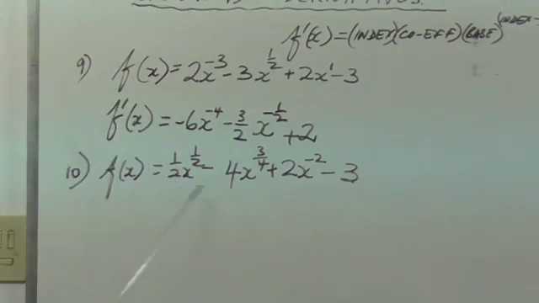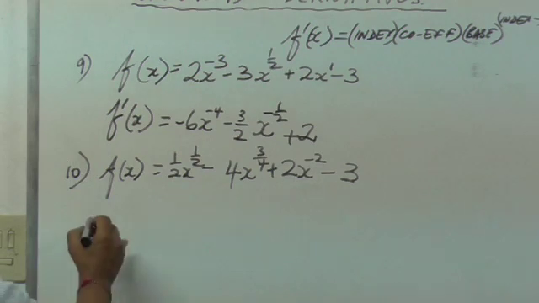Once again, no need to change anything. Everything is in the way we want it. In other words, everything is a term and there are no unknowns in the denominator. So we can find the answer.